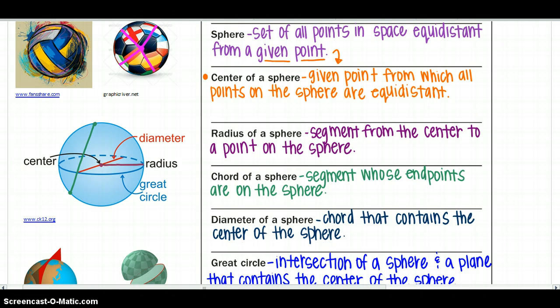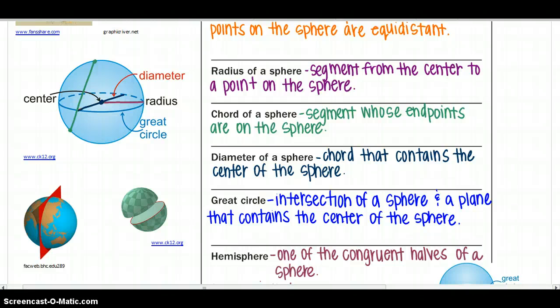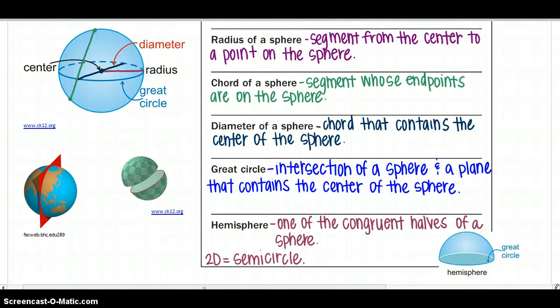Diameter, again, same concept. It's a chord that contains the center of the sphere. So our diameter is in red up here on the top. So it goes through the center and it goes from one side to the other. A new concept that we haven't really seen before, it's called the great circle. So it's an intersection of a sphere and a plane that contains the center of the sphere. So a little bit like a cross section, along with having to go through that center of our sphere. So to the left over here, I've put a couple good examples that I found to demonstrate what is that great circle.